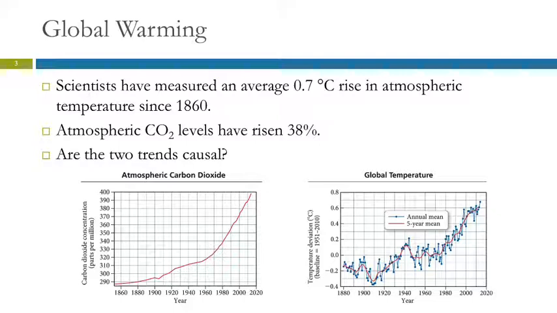So there is concern that we're experiencing global warming. Scientists have measured an average 0.7 degrees Celsius rise in atmospheric temperature since 1860. Now, whether that is a significant temperature increase or not is something that can be debated. So here is a graph showing average global temperature in degrees Celsius, deviation from the baseline. It's the temperature deviation.